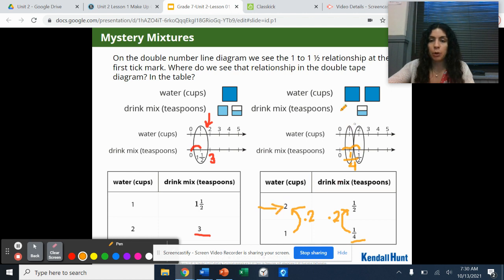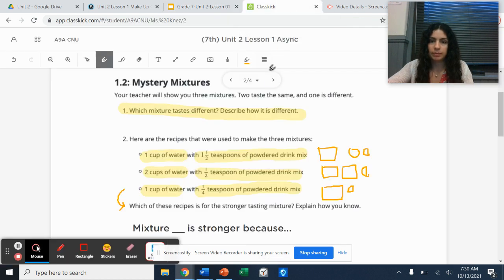We can see that both mixture B and mixture C appear on the double number line. They are equivalent ratios, which means they taste the same. There's the same relationship between water and drink mix.